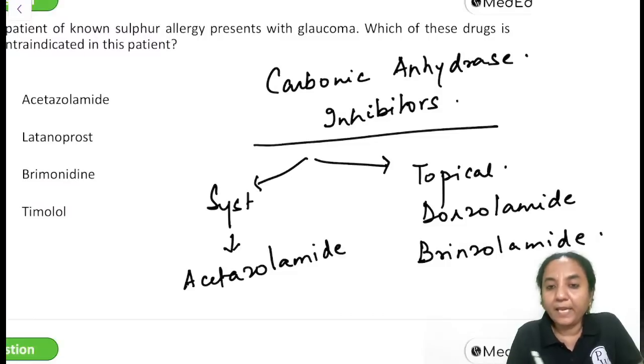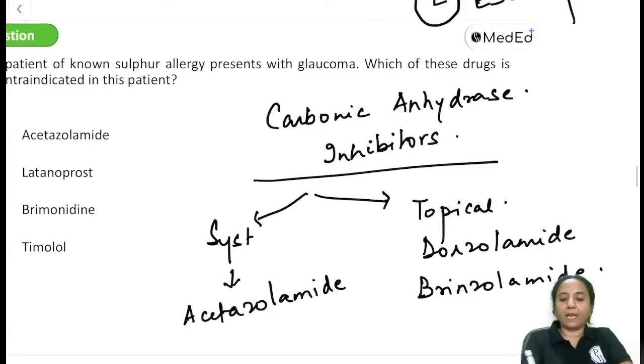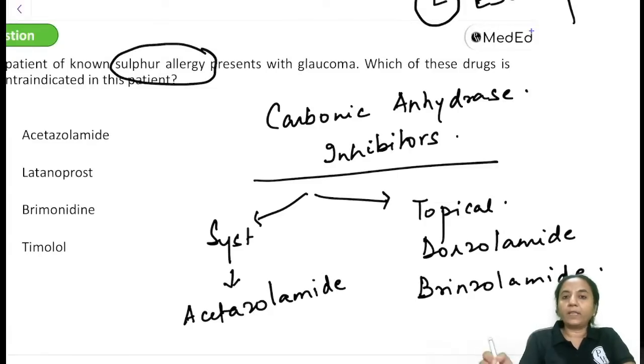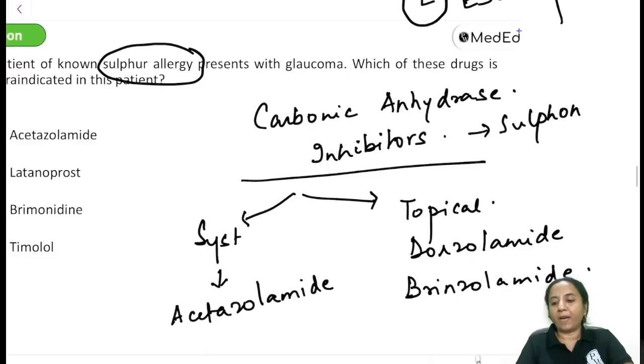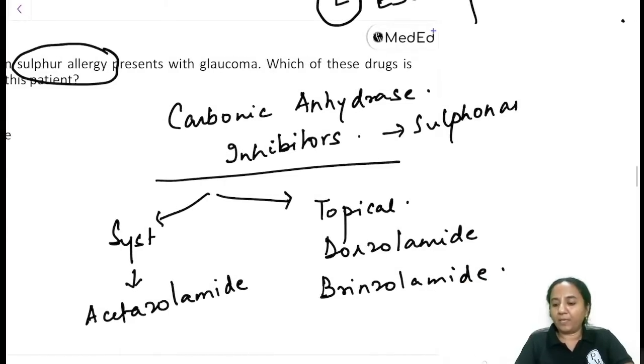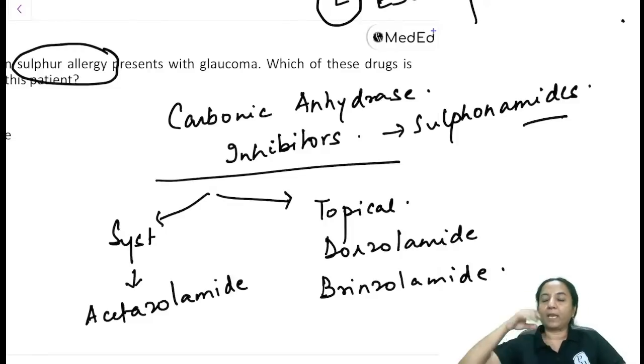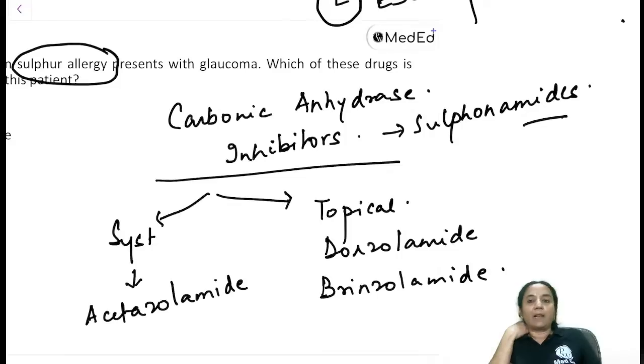Okay, so all these zolamides, they are all sulfur containing drugs. All these carbonic anhydrase inhibitors are chemically sulfonamides. So acetazolamide, dorzolamide, brinzolamide, they are all chemically sulfonamides, meaning they are sulfur containing drugs. That's why they must not be given in sulfur allergy, because if given in sulfur allergy, they have the potential to precipitate Stevens-Johnson syndrome.